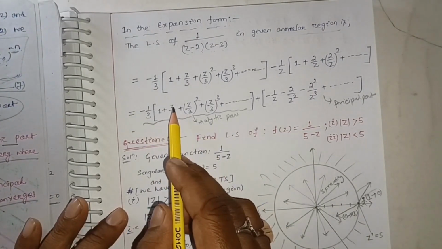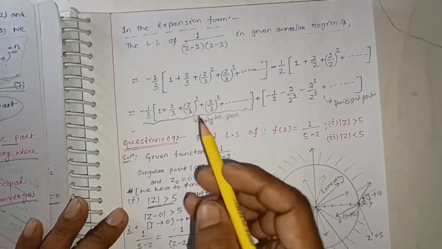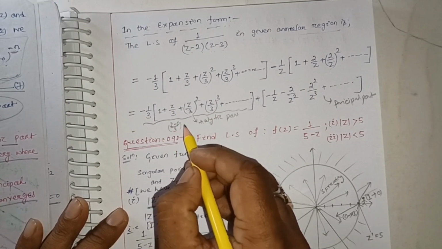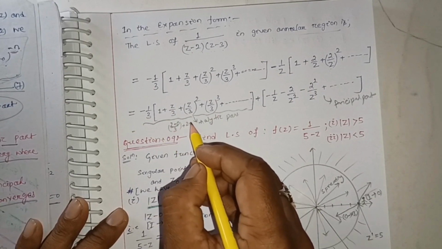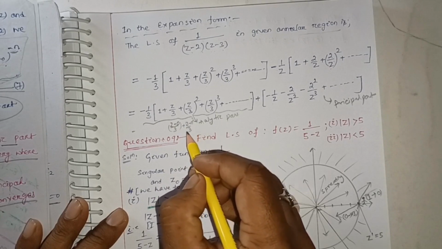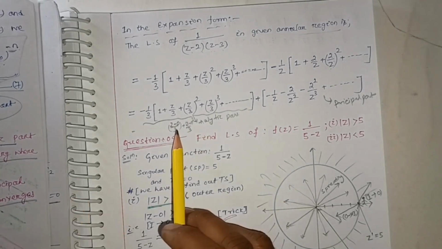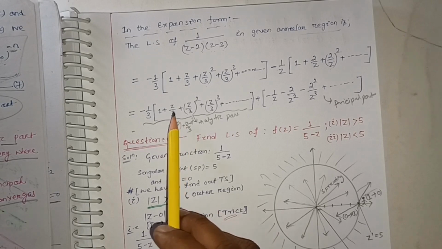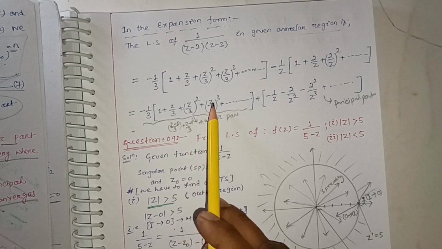And here you can see instead of z we can write z minus z0 itself, here z0 is your 0. By 3 plus z minus z0 square by 3, z0 is your 0. So as z0 is your 0, I have not written it over here, we have only written z by 3, z by 3 whole square, z by 3 whole cube, like that.